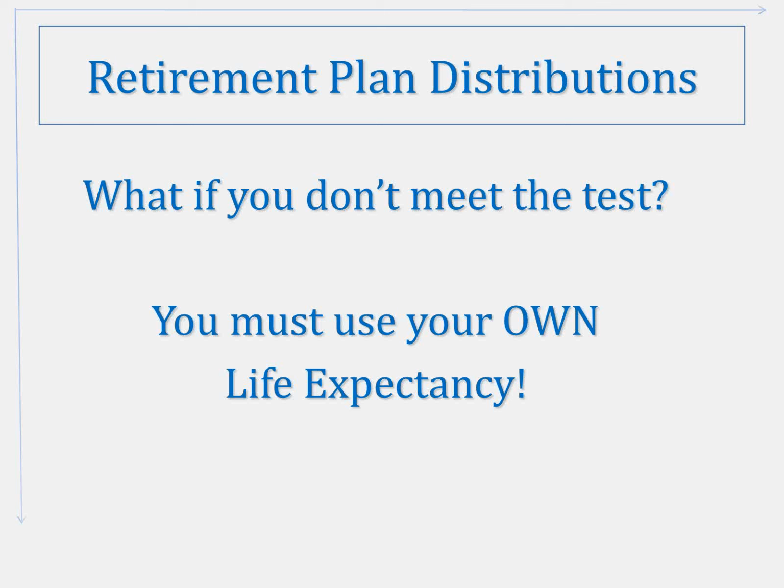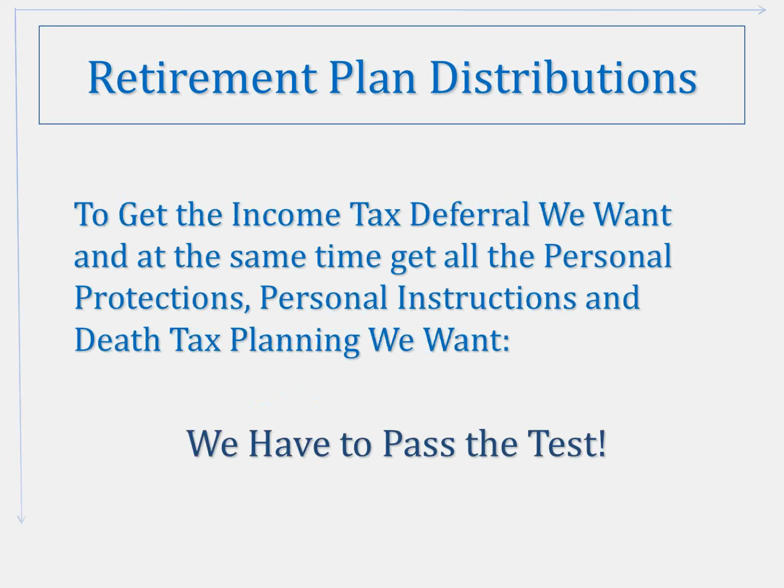Well, if you've started making distributions, whoever takes distributions from a retirement account after you die has to use your own life expectancy. And since you're typically going to be a lot older than the beneficiary, that's not an advantageous result. In order to get the income tax deferral we want, to get the personal instructions and personal protections that we'll talk about, we have to pass the test.